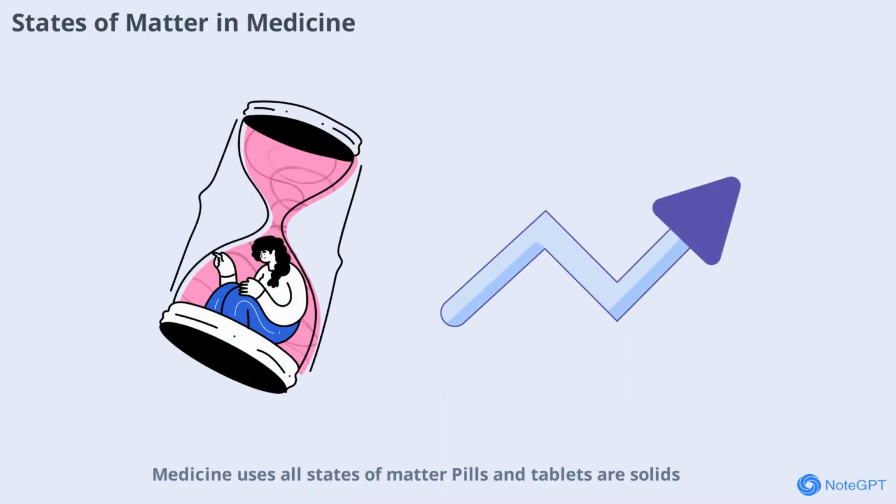Medicine uses all states of matter. Pills and tablets are solids, syrups are liquids, and some treatments use gases. Plasma is even used in some medical technologies. Knowing how matter changes state helps doctors and scientists develop new treatments.